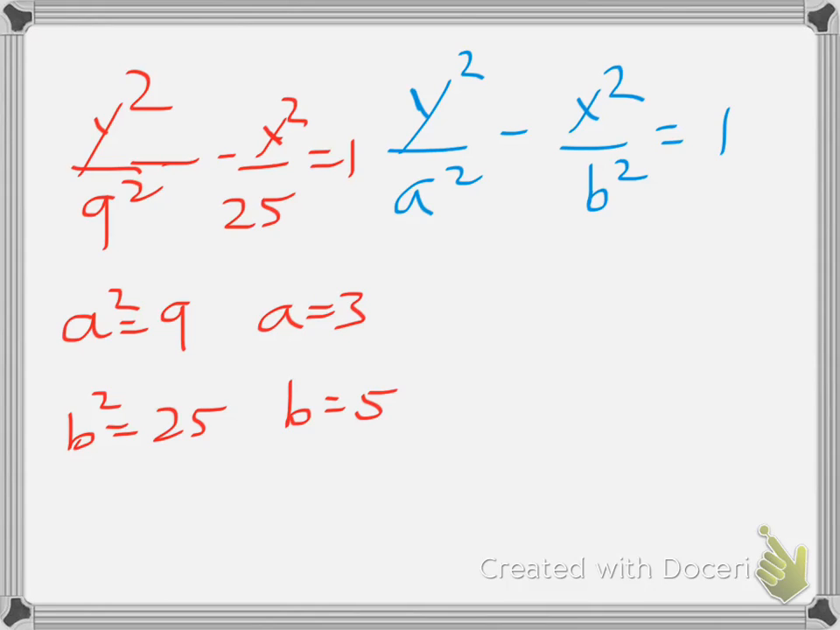Now recall, because the y squared is first, the way these equations work, since a squared and b squared stay in their respective positions, that tells us that the orientation of this hyperbola is along the vertical axis. Had the x squared been first, the orientation would have been along the transverse or the horizontal axis. So it basically means that our hyperbola, if we were to sketch it, would look something like this.